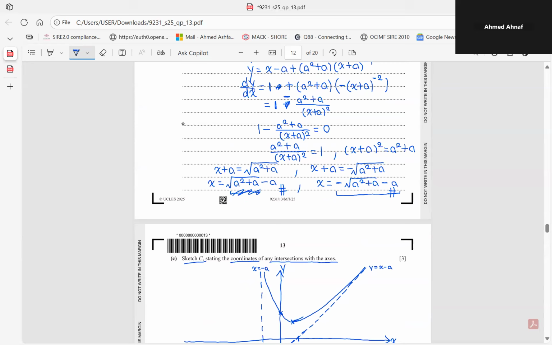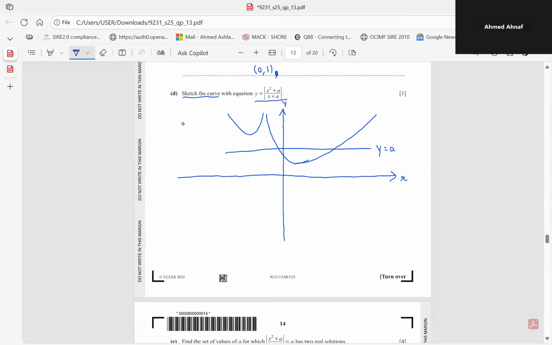Okay, you know what? Let's substitute a into like 2 or something. Okay, so let a be 2. So 2 squared plus 2 equals to 6. So square root of 6, and then minus 2. Oh, you get a smaller value than a. Yeah, so that proves my point. Okay, so we can assume y equals to a to be here.